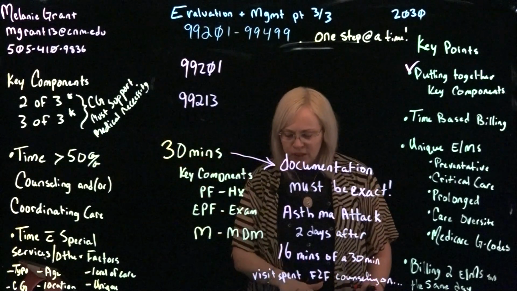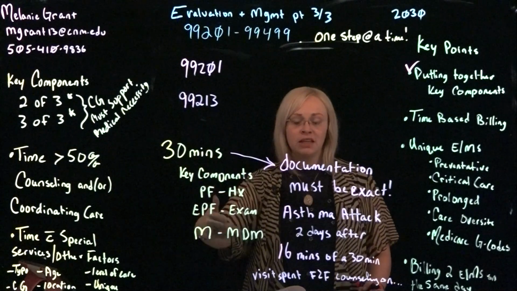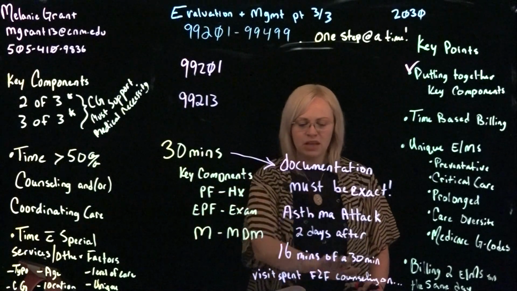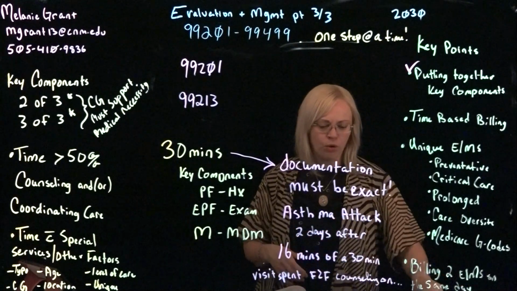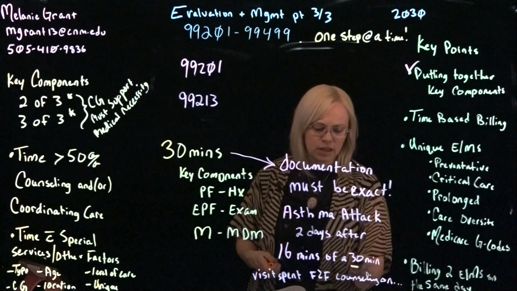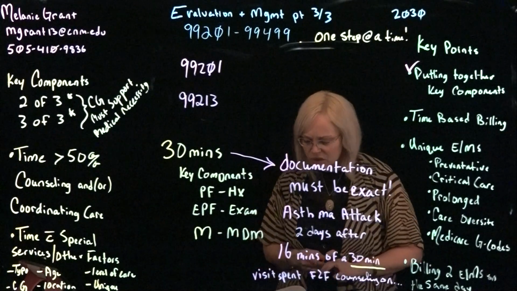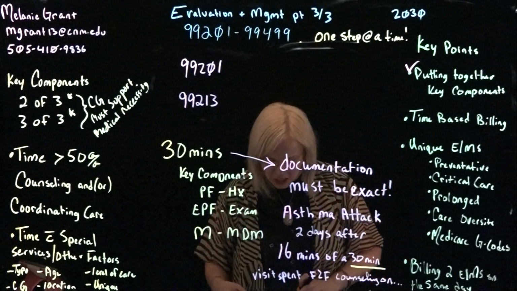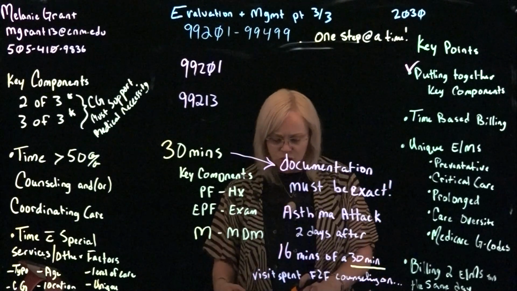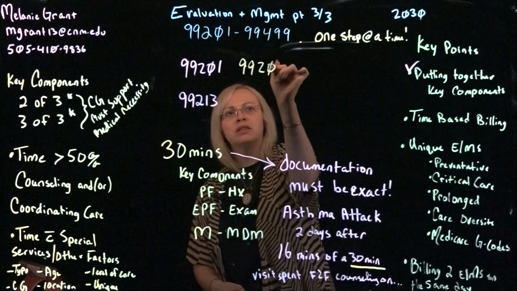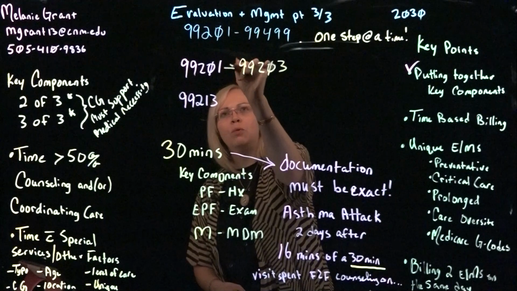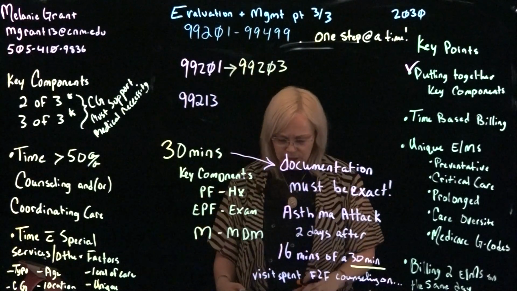At that point, we're going to say, okay, even though we have these key components, our time is a total of 30 minutes, and we bill time off of the total time, not the counseling time. So we have a 30-minute visit. If this was a new patient, I would go in here and I would see a 99203 is going to equal 30 minutes. And instead of a 99201, I'm going to bill a 99203.